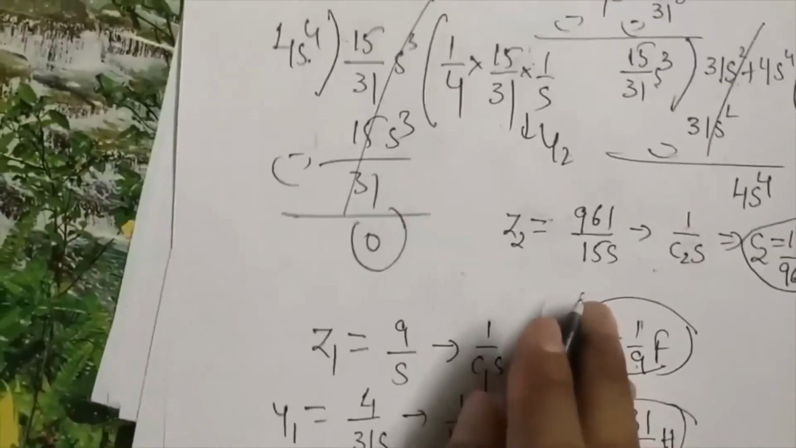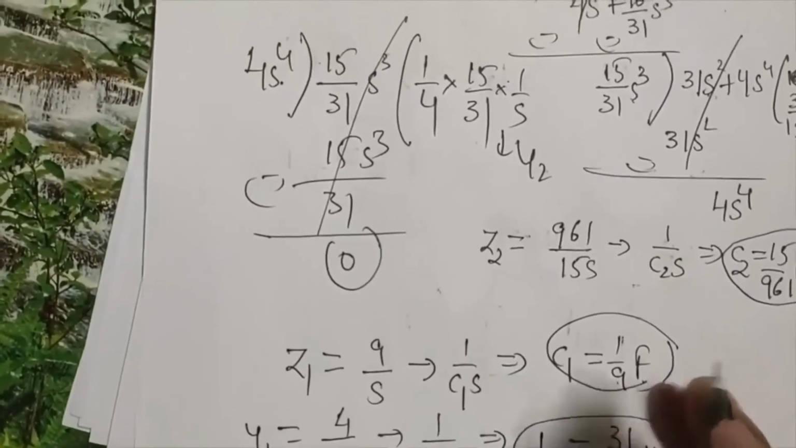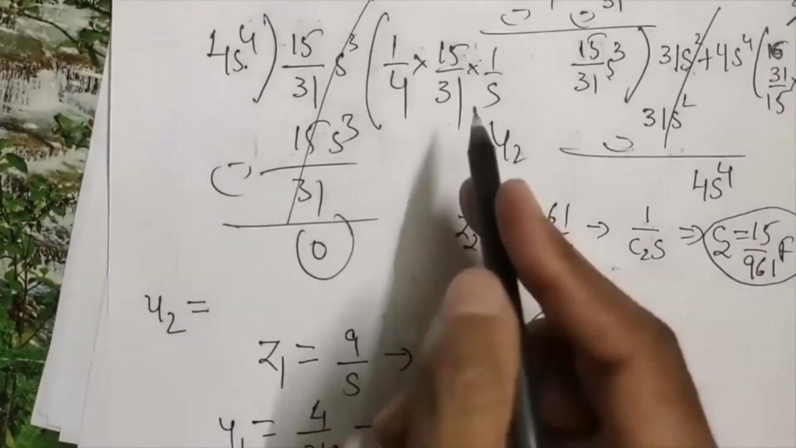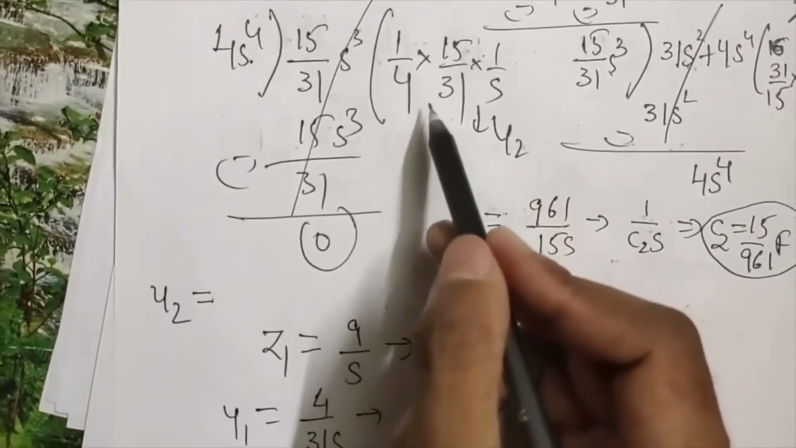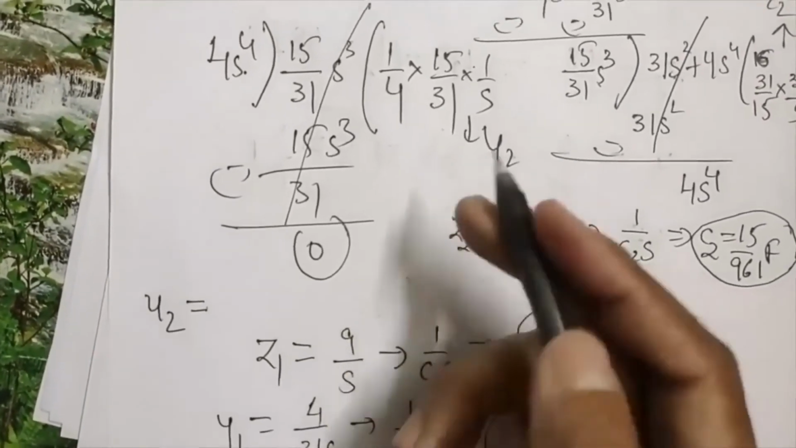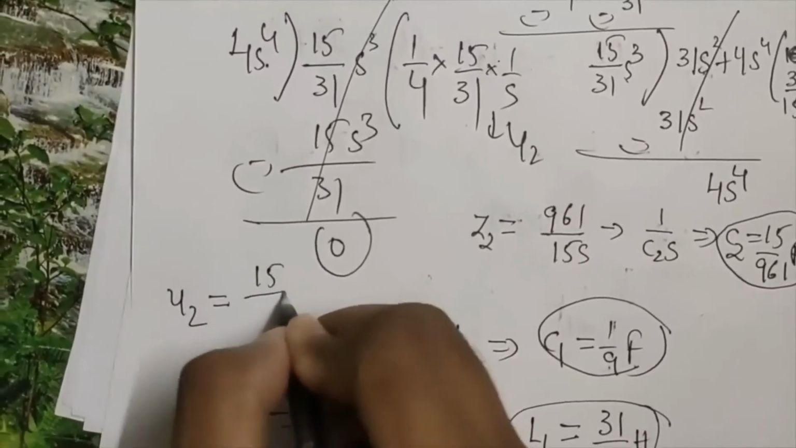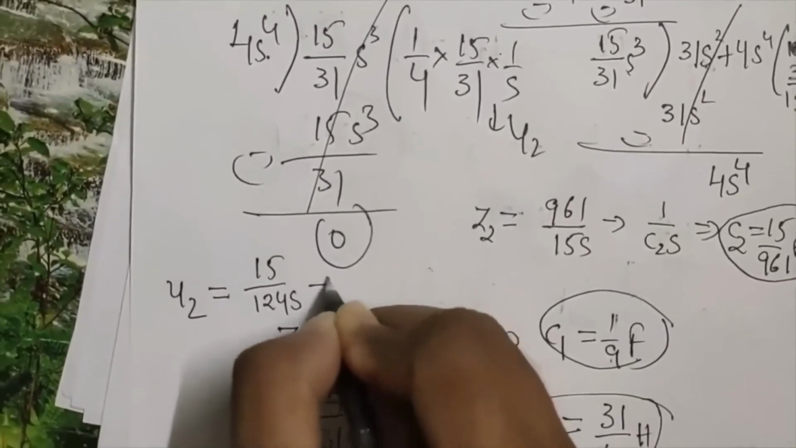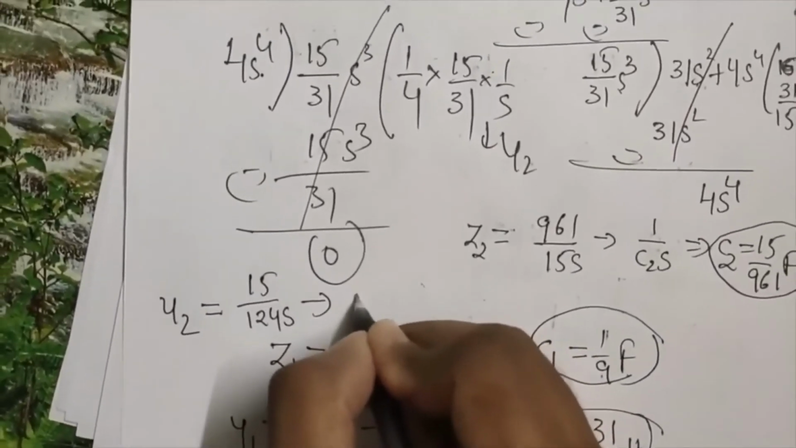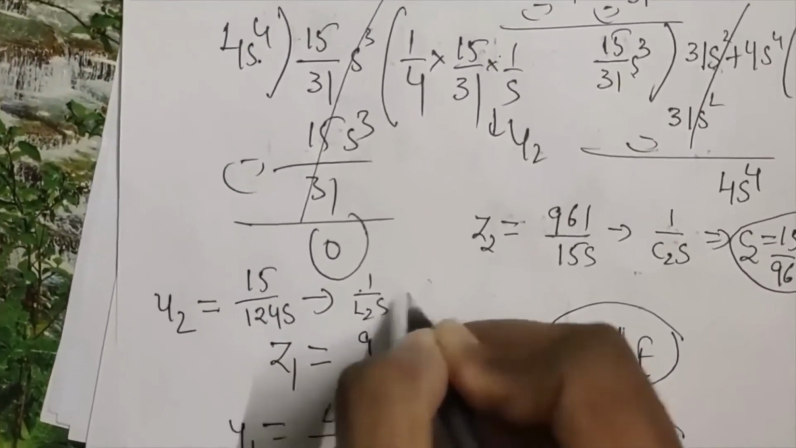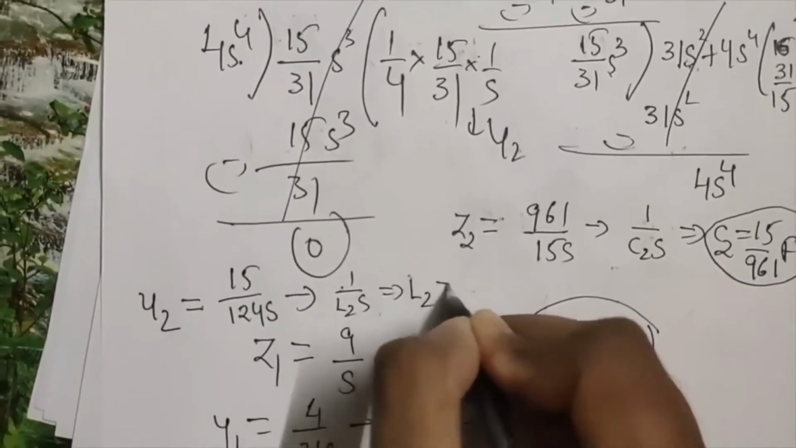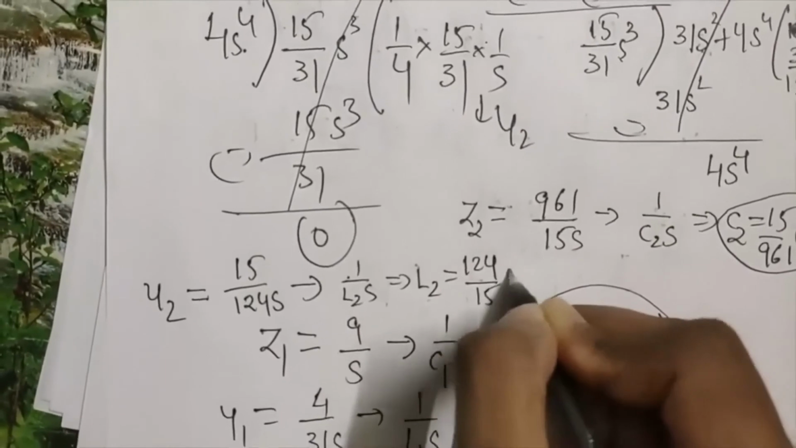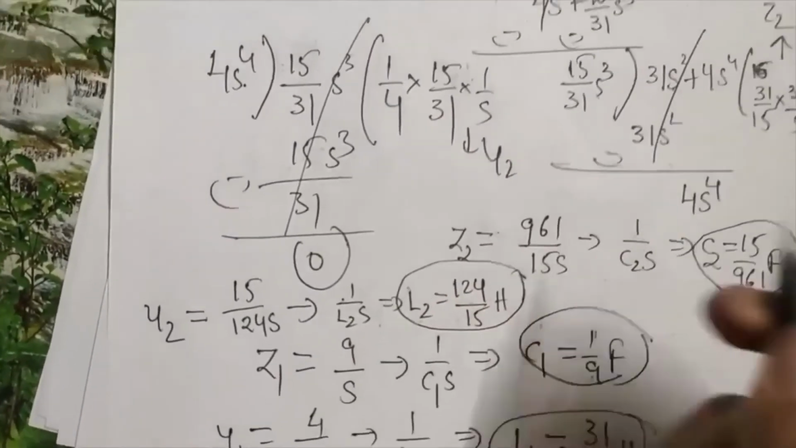And the last term, Y2, becomes 15 by 124S, which is in the form of 1 by L2S. So here inductor value is 124 by 15 henries. So we obtain all the terms.